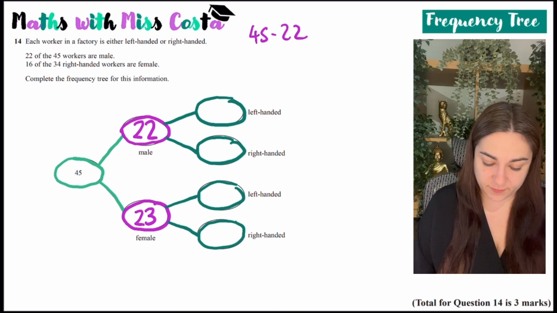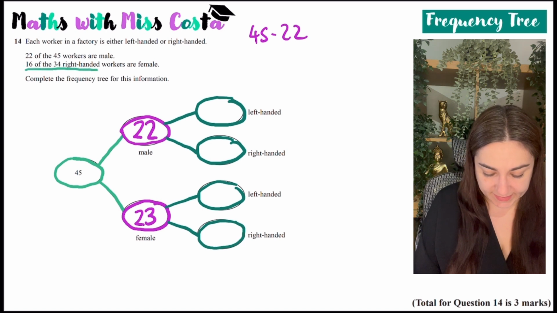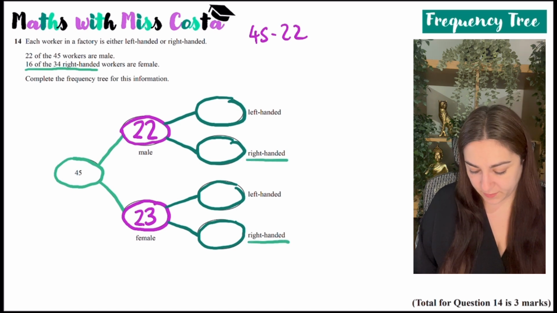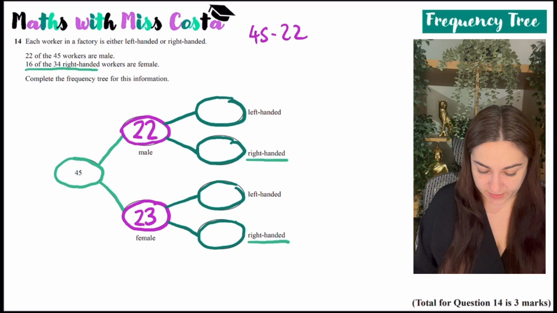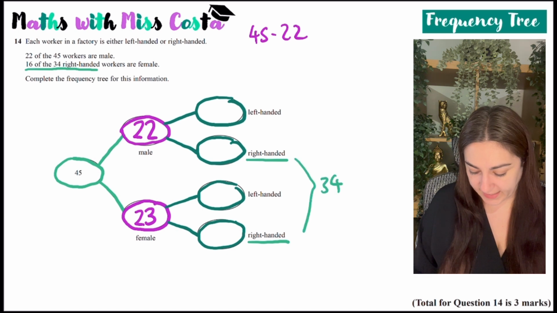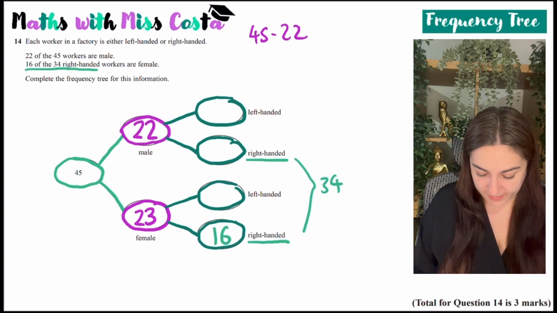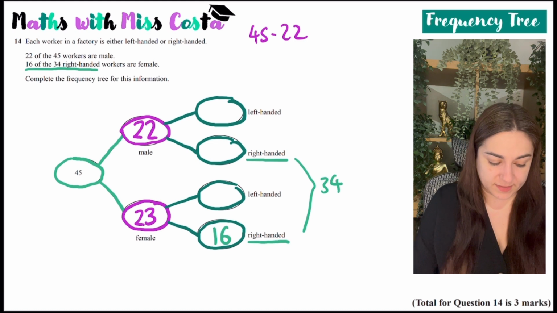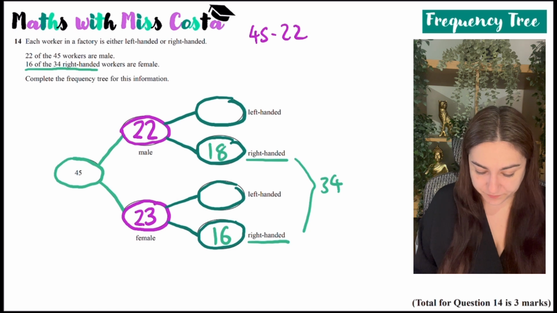So I can fill in the information I've been given. It says 16 of the 34 right-handed workers are female. So I know that right-handed workers must add to make 34. And I know that 16 of them are female. So if I did 34 take away 16, that leaves me with 18.